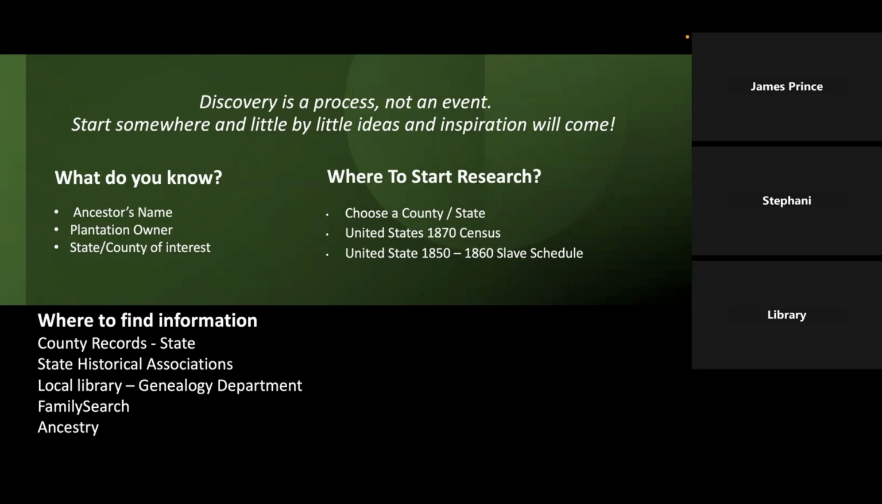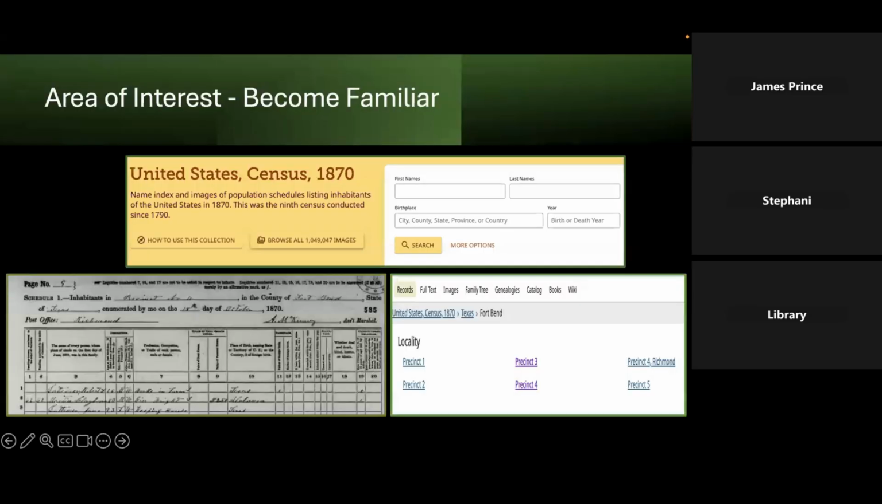You choose that area, you look at the 1870 census, and then also look at the 1850 and 60 slave schedule to see who the slave owners were in that area. You can find the information in county records, state and historical associations, local libraries in their genealogy department, and then FamilySearch and Ancestry. And I have some other resources at the end to tell you about.